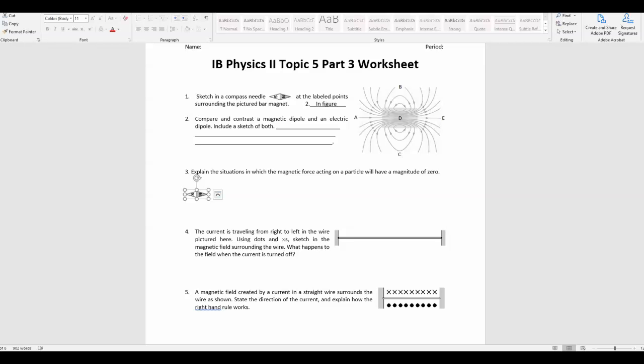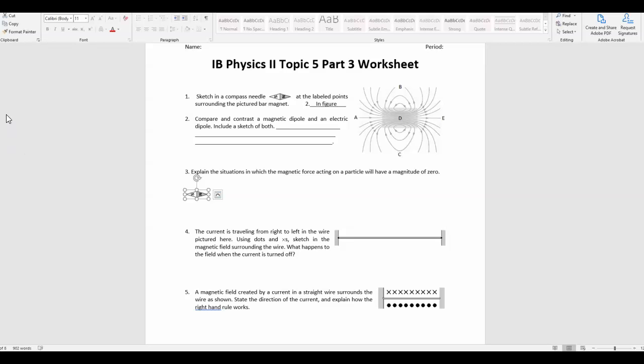Okay, so in this video I'm going to be going over the Topic 5 Part 3 worksheet. This is the magnetism worksheet from Topic 5.4 in your textbook. And this is a relatively short worksheet. The calculations in this unit are not super difficult. It's mostly a conceptual type of unit. So let's go over some of these questions.